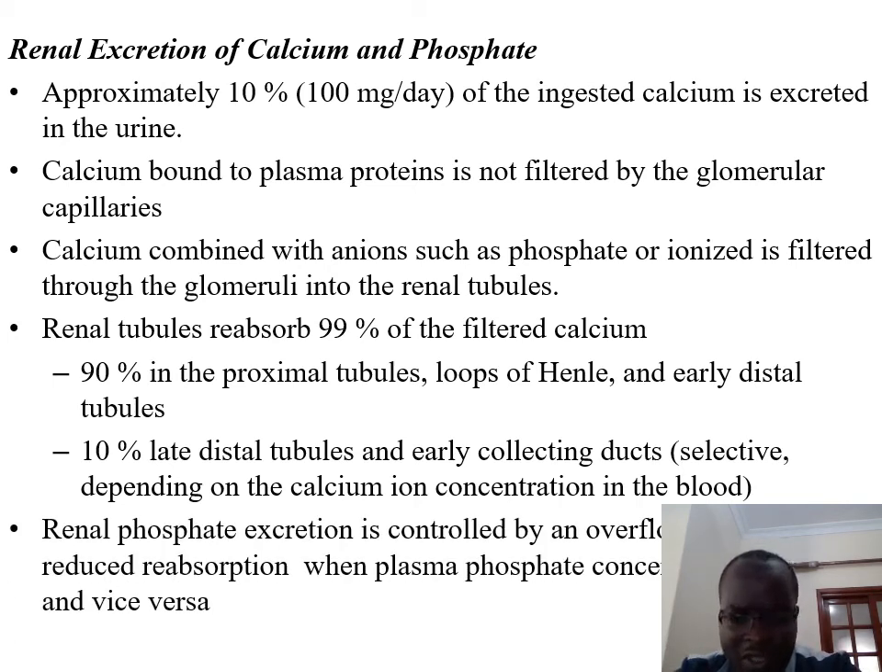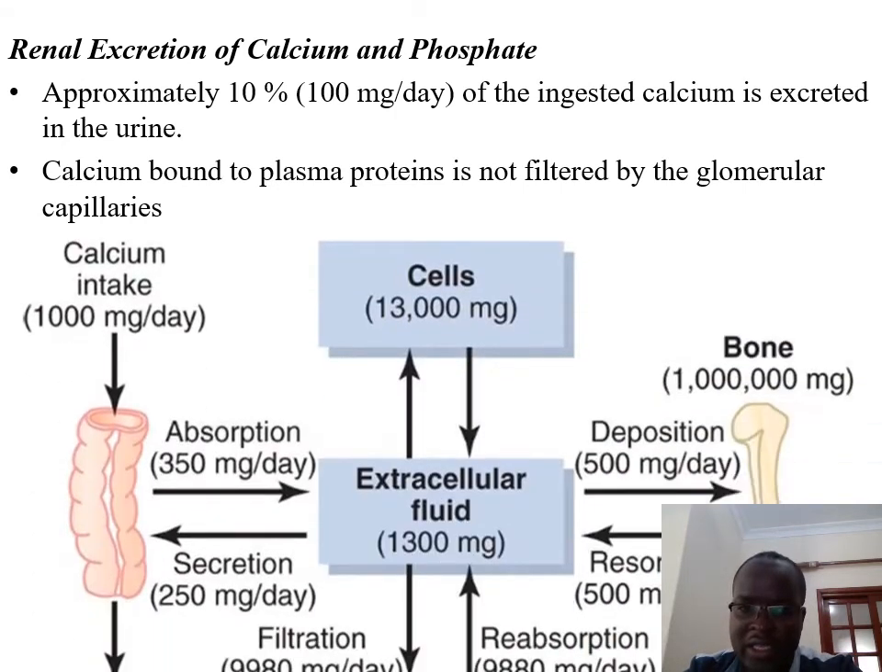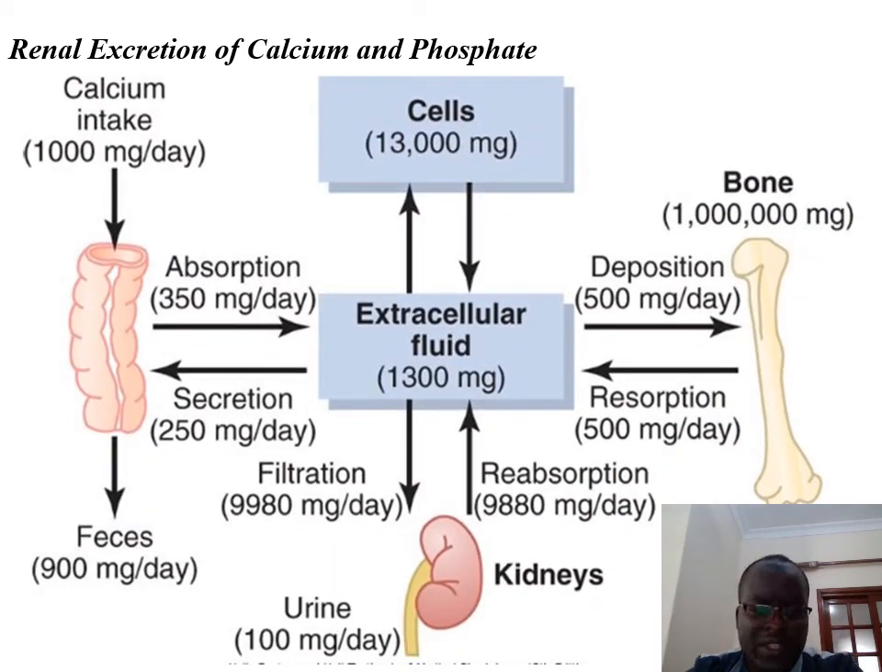Renal phosphate excretion is controlled by an overflow mechanism, such that reabsorption is reduced when plasma phosphate concentration is high, and vice versa. So if you have a lot of plasma phosphates, there will be an overflow of phosphates that will be excreted in the urine. If you have less phosphates in the blood, there will be more reabsorption taking place in the kidneys.